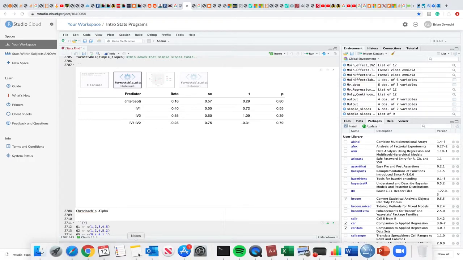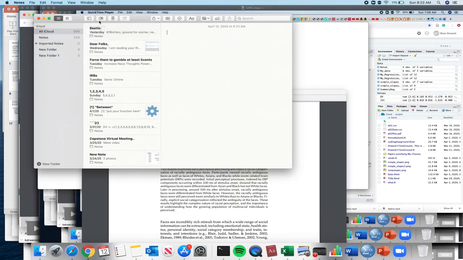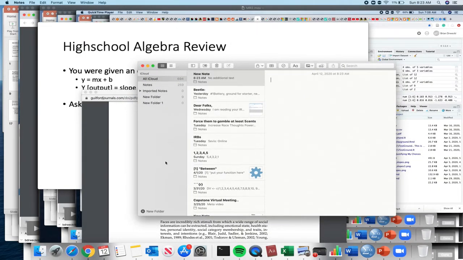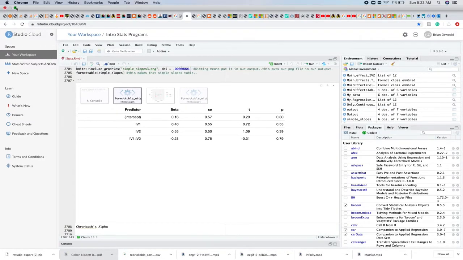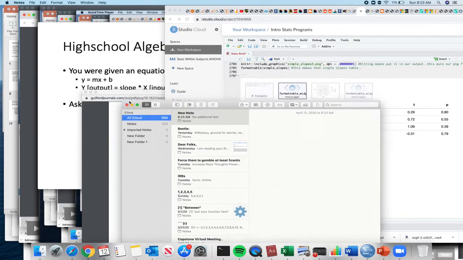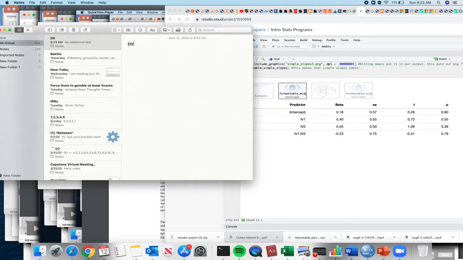In fact, I'm just going to go ahead and pull up a notepad here. New note. Let's go ahead and go back here. I want to make it small, and I want to just solve the equation for you. So our dependent variable, which is happiness, equals our intercept, 0.16, plus 0.40 times independent variable 1, plus 0.55 times independent variable 2, plus negative 0.23 times independent variable 1 times independent variable 2.